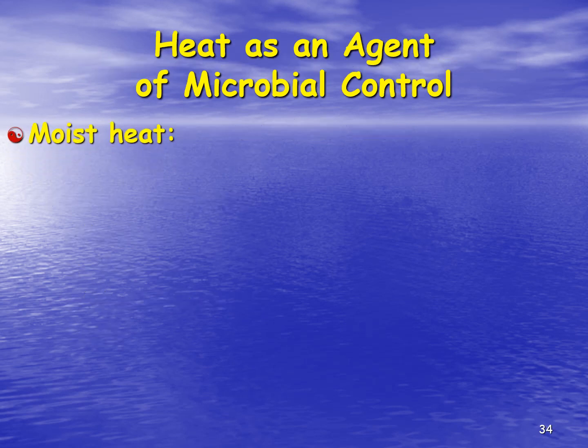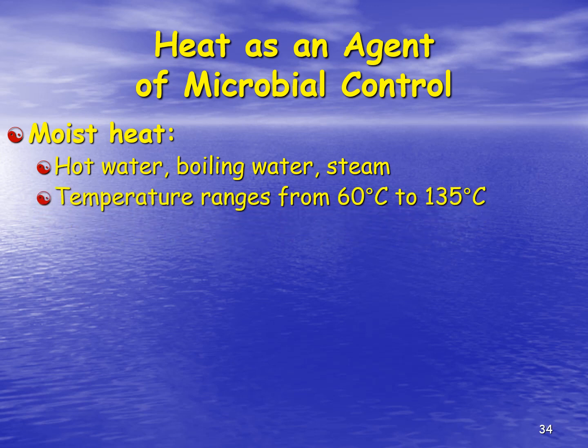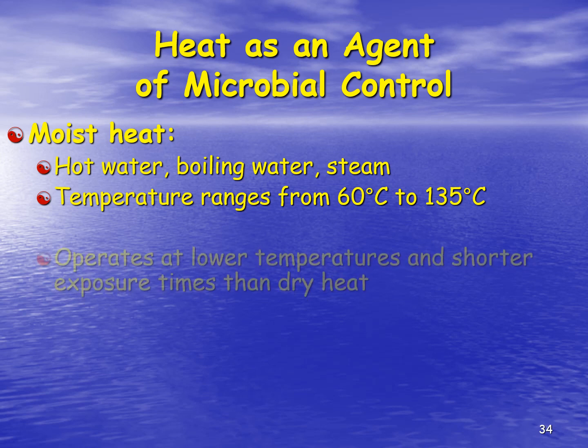So, moist heat and dry heat. Moist heat, such as boiling, hot water, steam, especially under pressure, all of these are very effective antimicrobial control agents. Temperatures range anywhere from about 60 degrees Celsius to 135 degrees Celsius. And as I said, our autoclave is set to run at 121 degrees Celsius to get those endospores.